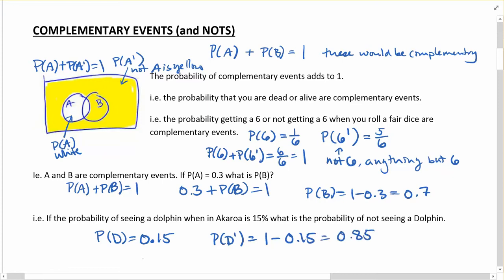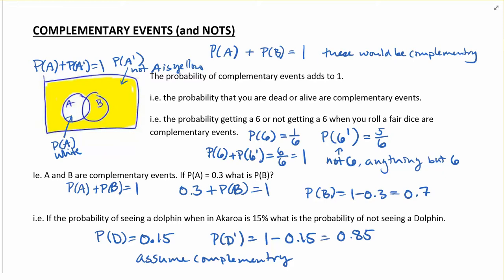So here again we assume complementary, that you're either going to see a dolphin or you won't. So if you add the two together, it covers all the possibilities and you get 1. And from there you can work out backwards what you need to get.